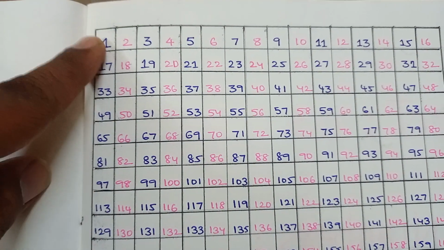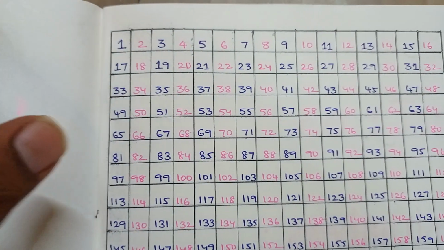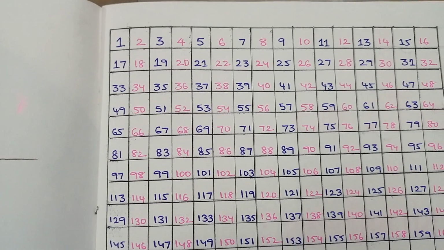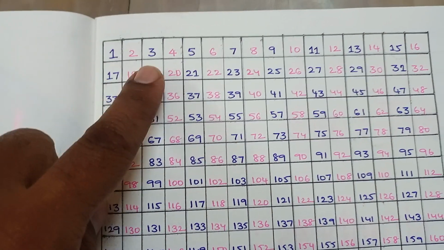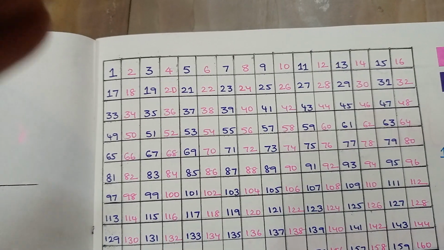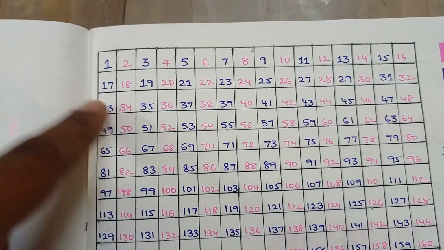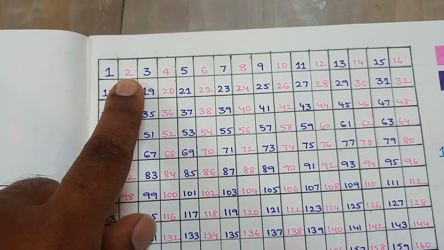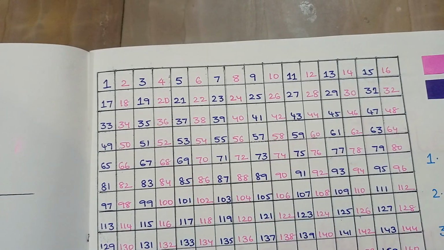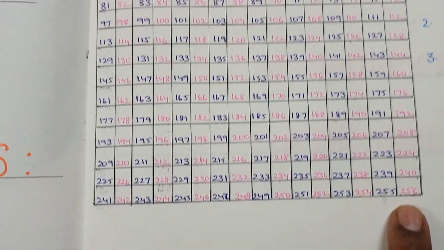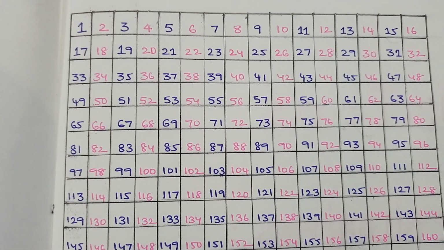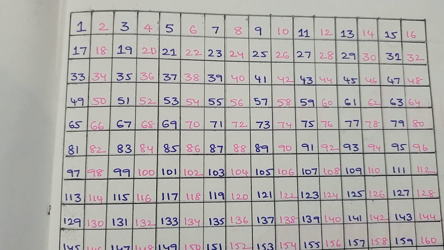Now I mentioned alternate numbers with different colors for your identification. I mentioned 1, 3, 5, 7, 9, 11, 13, 15, 17, 19, and so on with one color, that is purple, and the remaining numbers, 2, 4, 6, 8, 10, 12, 14, 16, 18, 20, 22, 24, and so on up to 256, I mentioned with pink. It's up to you. You can take one row with one color and another row with another color.